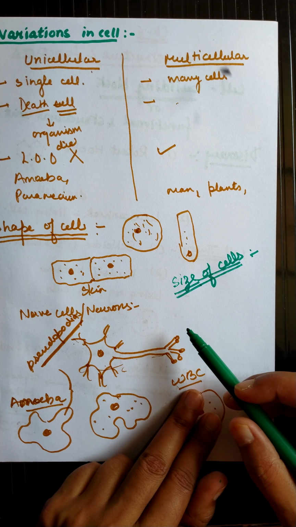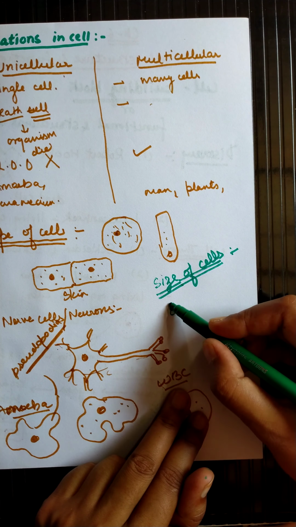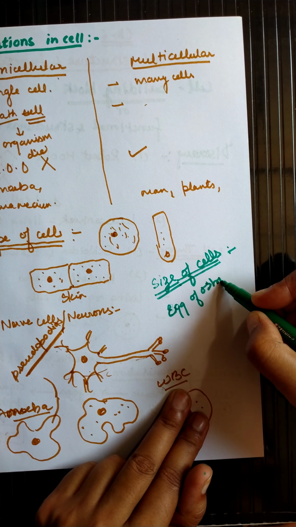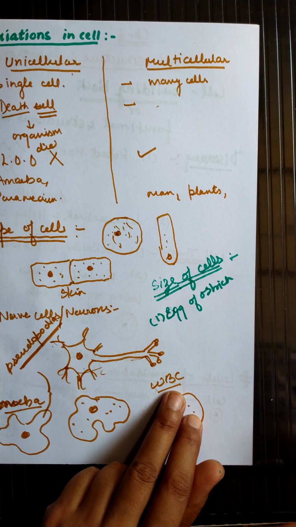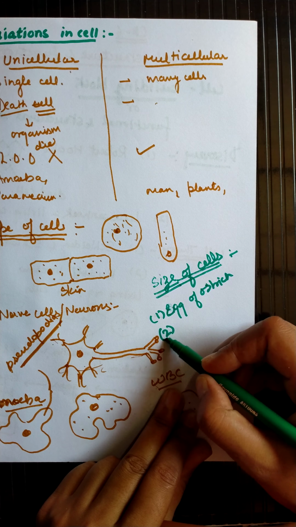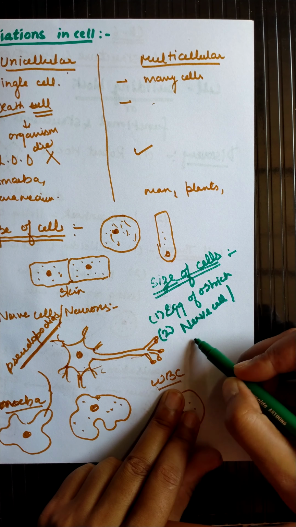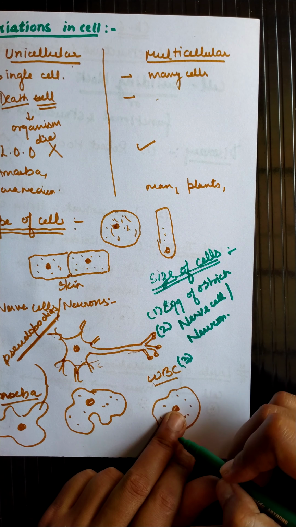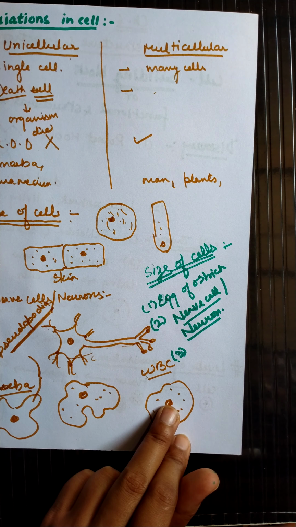Like the largest cell that we can see, the largest cell in the world is the egg of an ostrich. The egg of an ostrich is the largest cell in the world. Its size is 170 mm to 130 mm. Now the largest cell in the human body is the nerve cell, or we can say another name of the nerve cell is neuron. Third one is the smallest cell in the human body. The largest cell is the nerve cell or neuron. Its size is up to 1 meter.